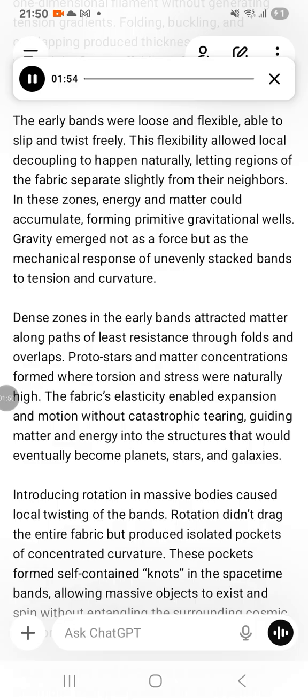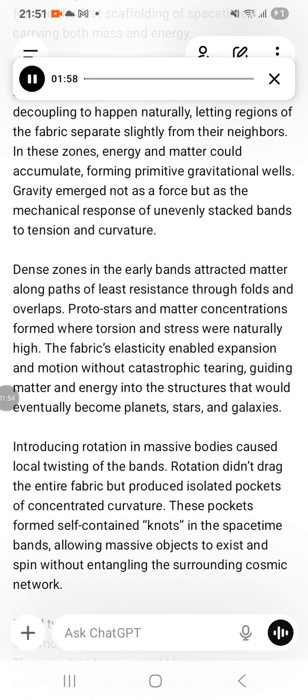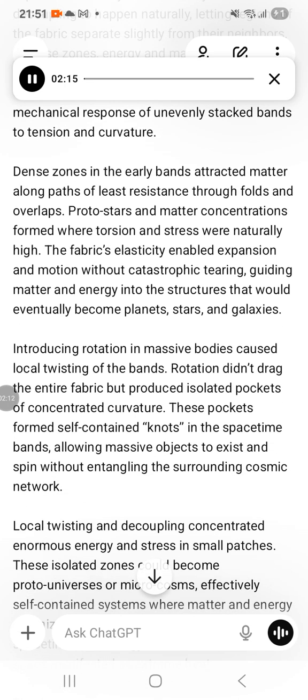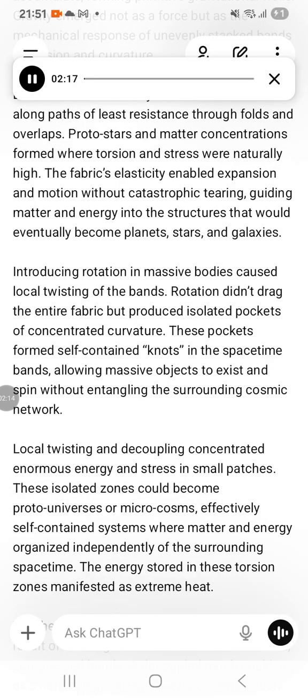Introducing rotation in massive bodies caused local twisting of the bands. Rotation didn't drag the entire fabric, but produced isolated pockets of concentrated curvature. These pockets formed self-contained knots in the space-time bands, allowing massive objects to exist and spin without entangling the surrounding cosmic network. Local twisting and decoupling concentrated enormous energy and stress in small patches.